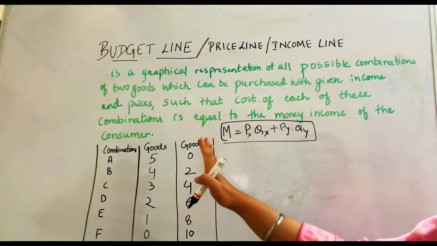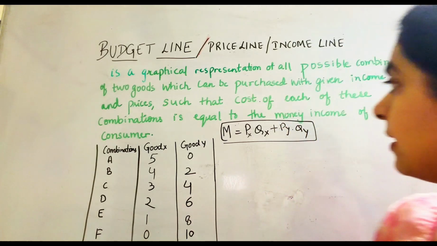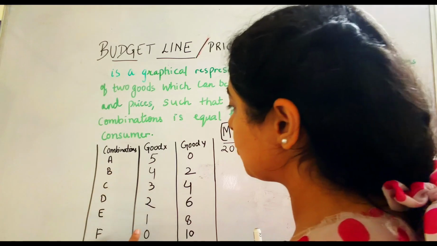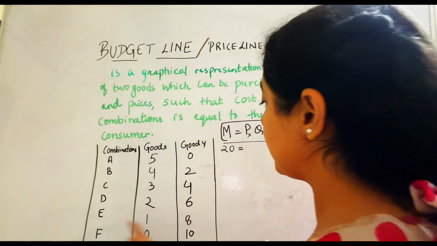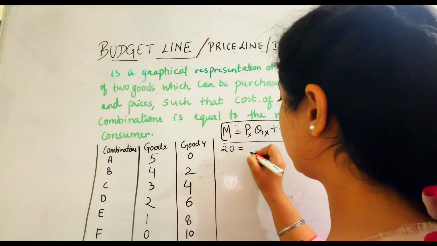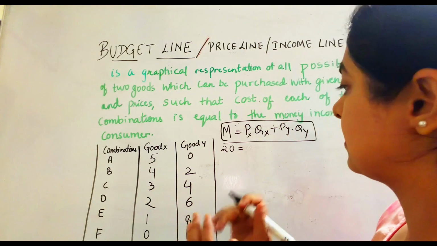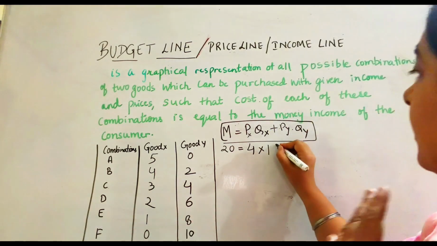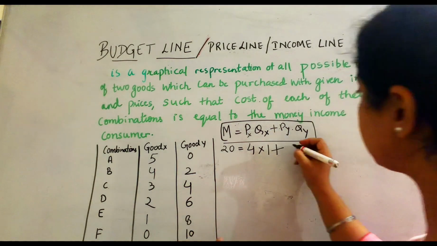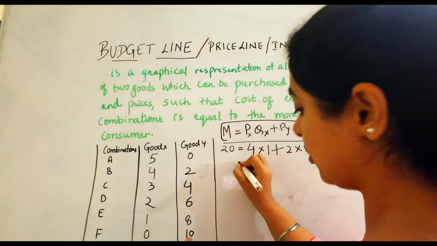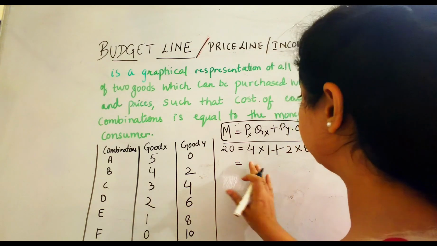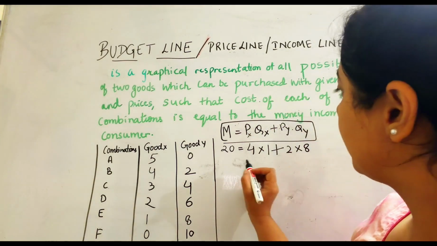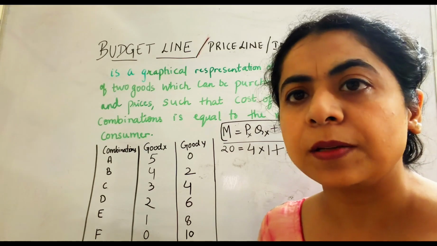Now this is the algebraic equation of budget line. So let's say this value is 20. So if we pick any of these combinations which are given here, for example, if I pick this combination E, so price of X is 4, number of units 1, plus price is 2, 8. So the total is 20. So if you pick any of the combinations here, you will find that the total amount which is spent by the consumer is equal to 20.